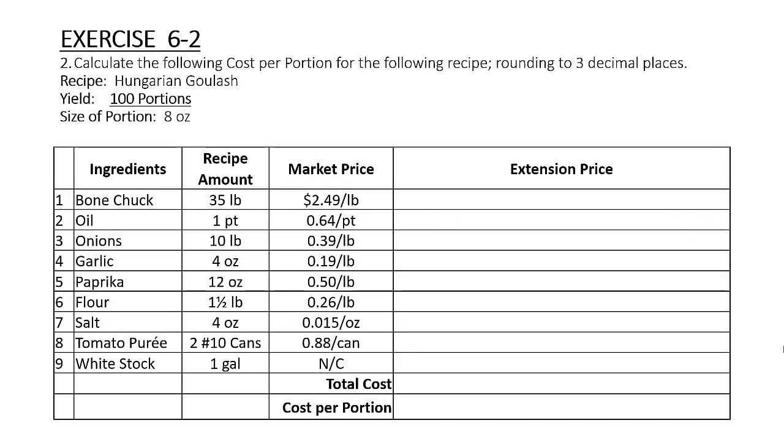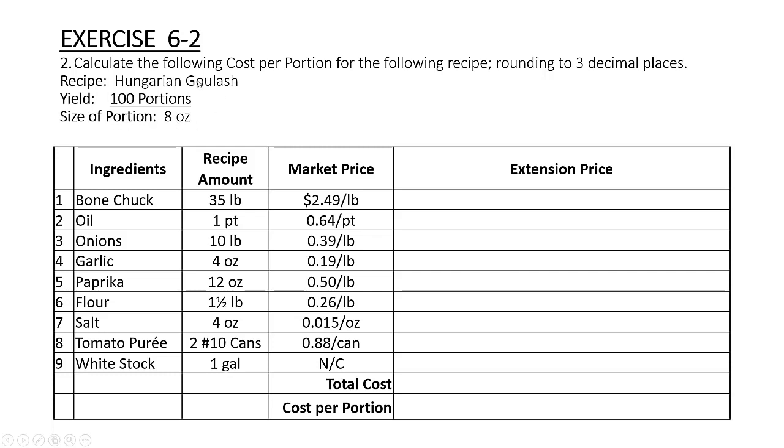But let's go over this one more time. Here's another example. We're going to calculate the cost per portion. We're going to round things off to 3 decimal places. And please make sure to read these instructions carefully on the test, because it may not always be 3 decimal places. They're telling us the size of the portion is 8 ounces.